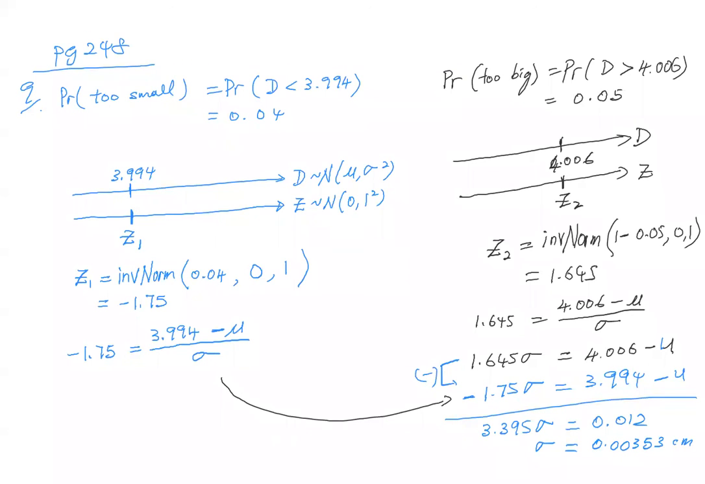Things made by machine have a very small standard deviation. So now you can get the mean. The mean will be equal to 4.006 minus 1.645 times the standard deviation, you get the answer. I think the answer is 4.0001. All right. So the rest, you can use whatever you get from part B, and get the answer.